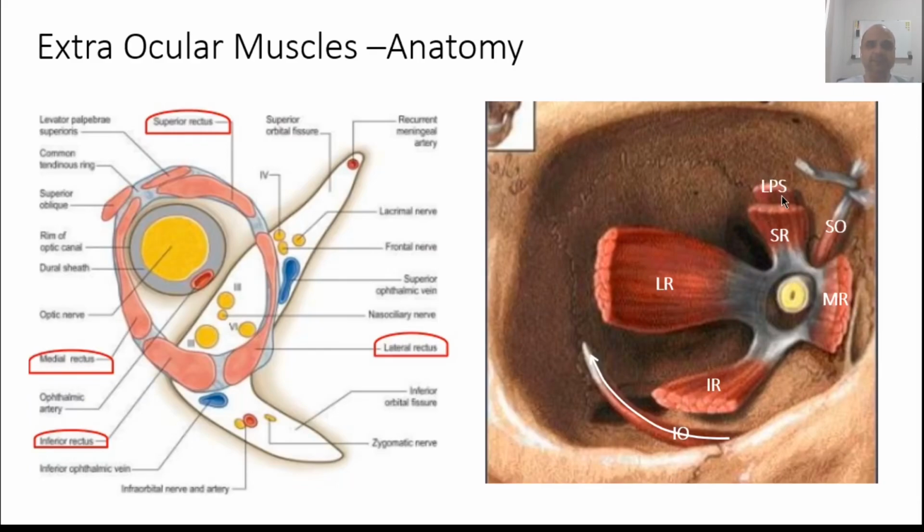LPS is levator palpebrae superioris, which is the muscle that attaches itself to the tarsal plate of the upper lid as well as the skin. It helps to open the upper lid, or raise or elevate the upper lid.